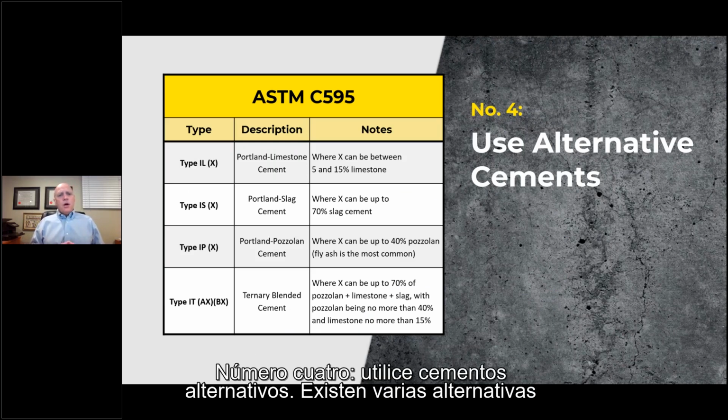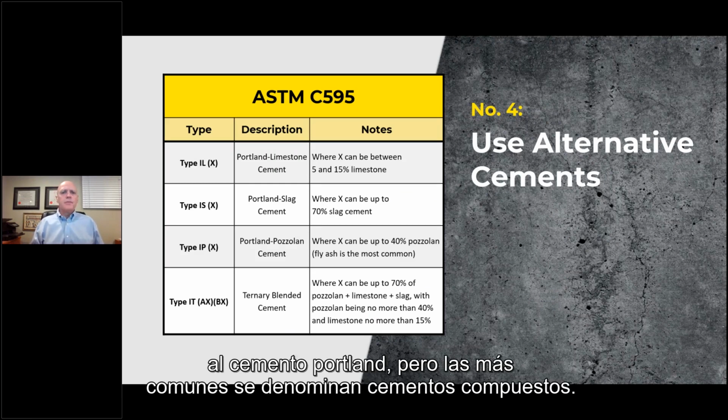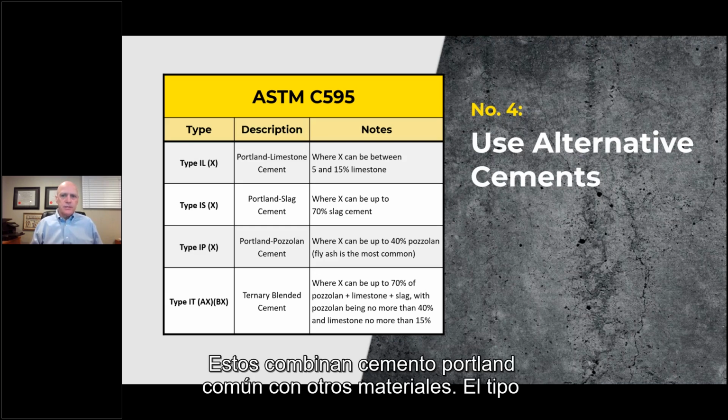Number 4, use alternative cements. There are several alternatives to Portland cement, but the most common are called blended cements. These combine ordinary Portland cement with other materials.